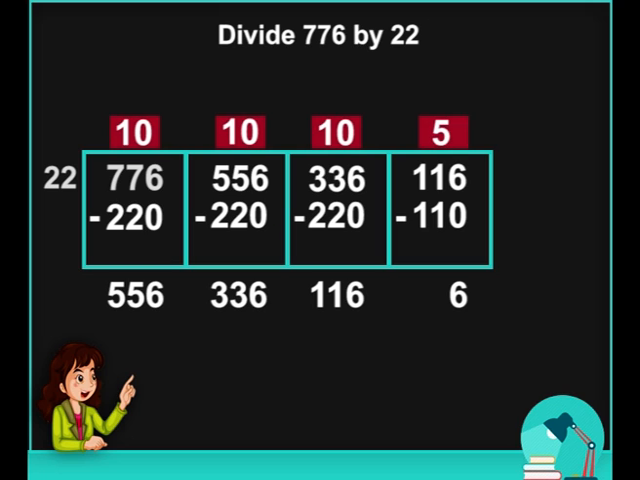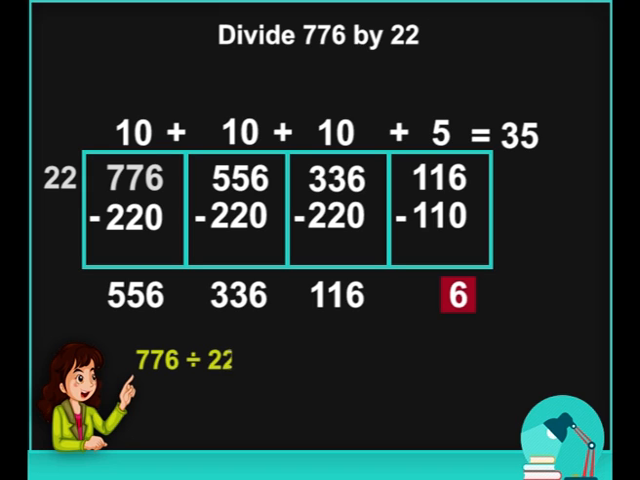Add all the numbers at the top. 10 plus 10 plus 10 plus 5 gives 35. And we have a remaining 6. So, when 776 is divided by 22, it gives 35 quotient and 6 remainder.